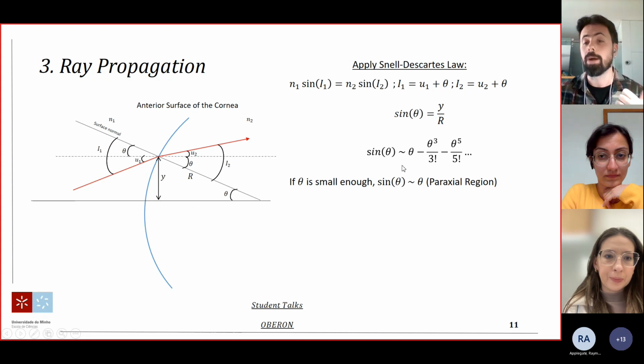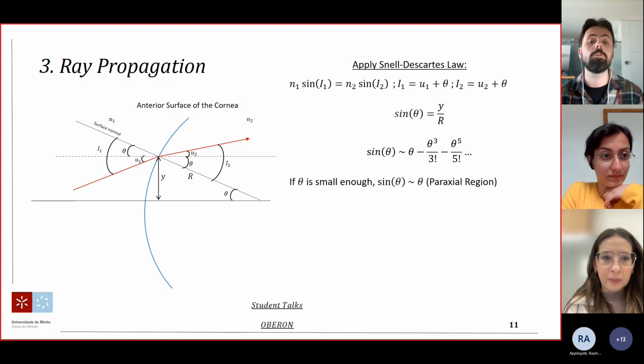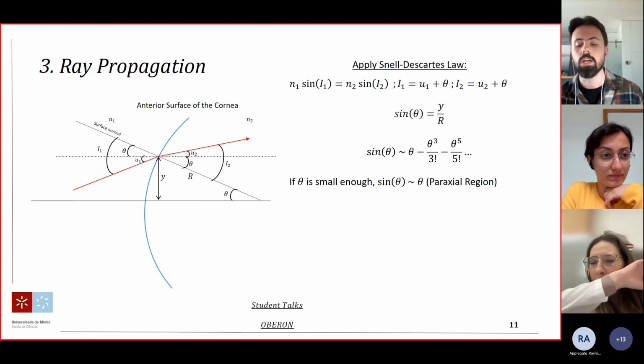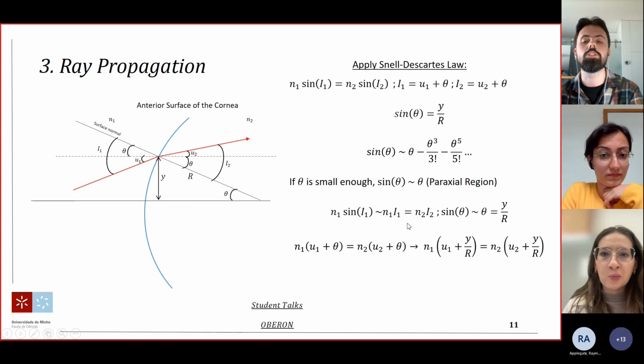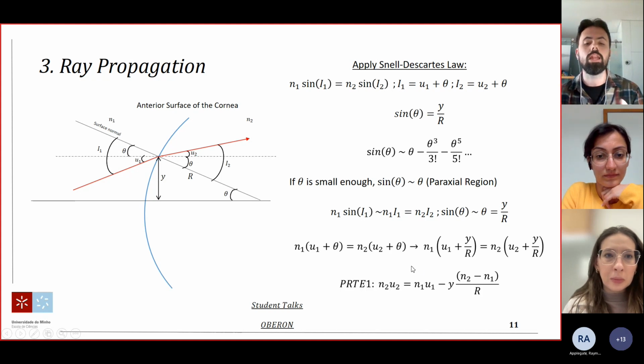This is going to be called the paraxial region, and it is one of the most important and interesting in optics, because with this paraxial region, all of your calculations become easier. So we make the approximation. This is the shape of the Snell-Descartes law in the paraxial region, and we make the substitution in these equations, and we now get one of the first paraxial ray tracing equations, with which you are going to have an intuition of how the refraction is going to be at that first surface.